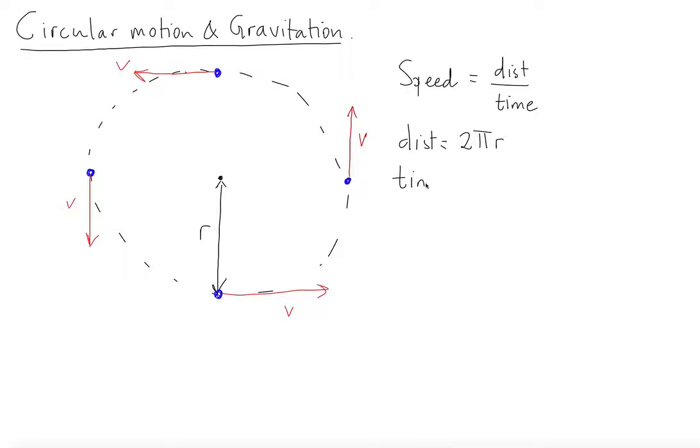Well, how long does it take the particle to go around the circle? There's a special name we give to the time it takes something to complete a whole circuit, and that's called the period. We denote that with capital T. You might remember this from the previous chapter on waves. So the circular speed of this particle is going to be 2 pi r divided by T.